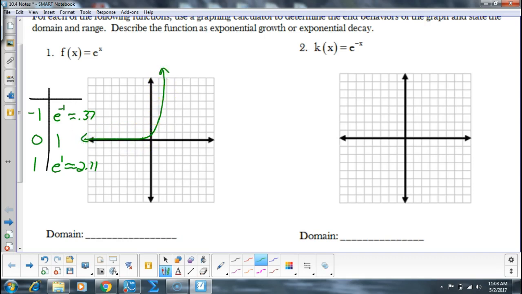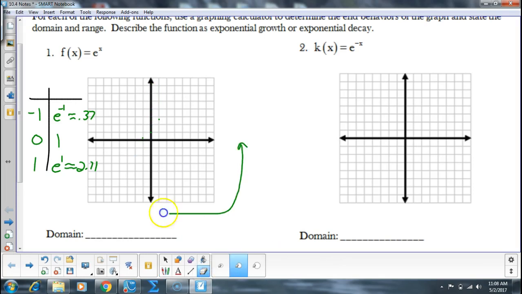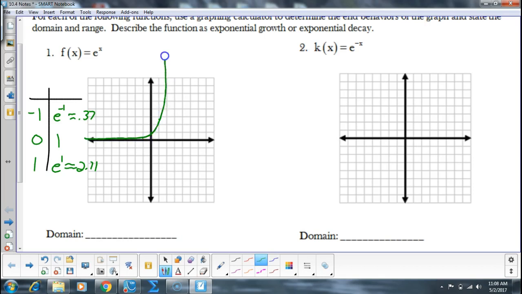Talk to me. Domain or range? Domain. Oh, it did. Whoa! See, here we go. Craziness. Didn't like how I drew it the first time.